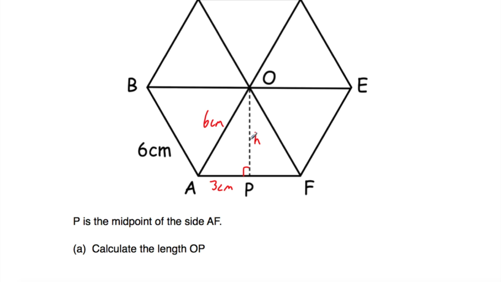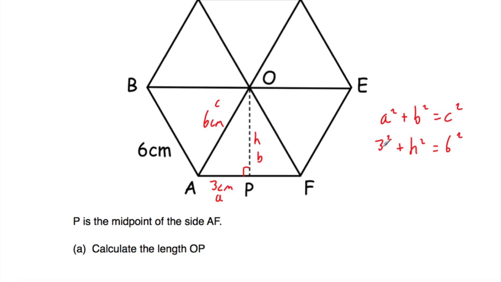To find H, we're going to use Pythagoras' theorem. Remember, Pythagoras' theorem is a squared plus b squared equals c squared, where a and b are the two shorter sides and c is the hypotenuse, the longest side of a right angle triangle. Looking at this triangle OAP, it's a right angle triangle. Our two shorter sides are the 3 centimeters and the H, and the hypotenuse, the side opposite the right angle, is the 6 centimeters. So let's label the sides a, b, and c. Then a squared is 3 squared, plus b squared, which is H squared, equals c squared, and c was 6 centimeters, so that's 6 squared.